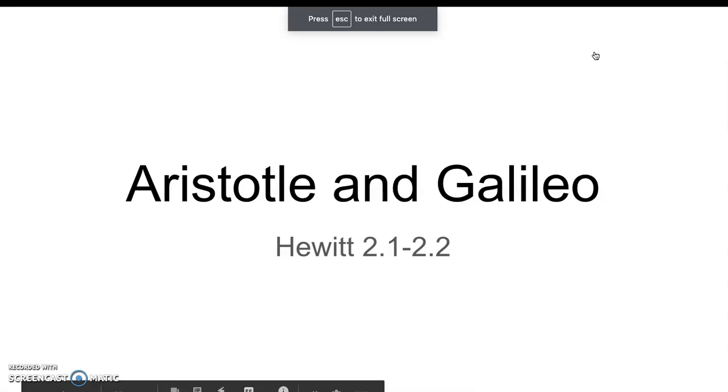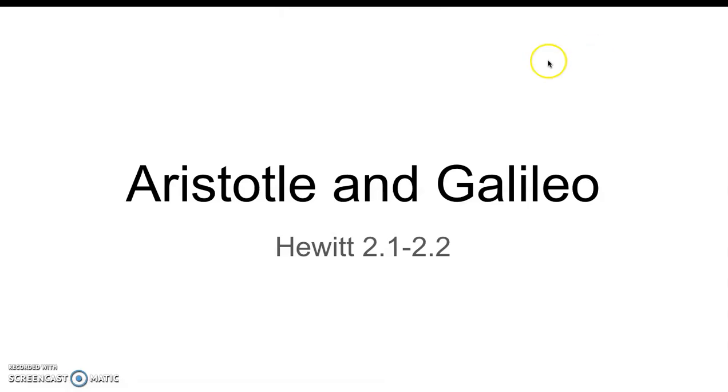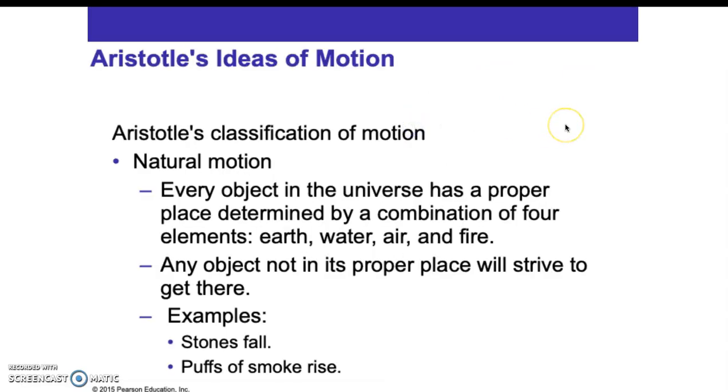Okay, so today we're going to talk about Aristotle and Galileo, and this is Hewitt 2:1 to 2:2. So let's talk about Aristotle first, his ideas of motion.